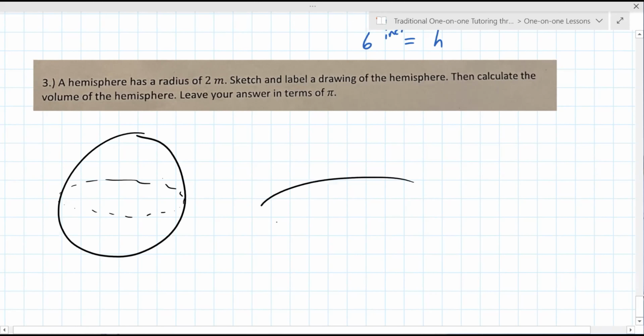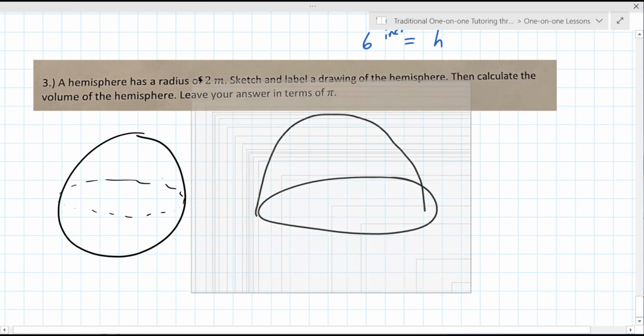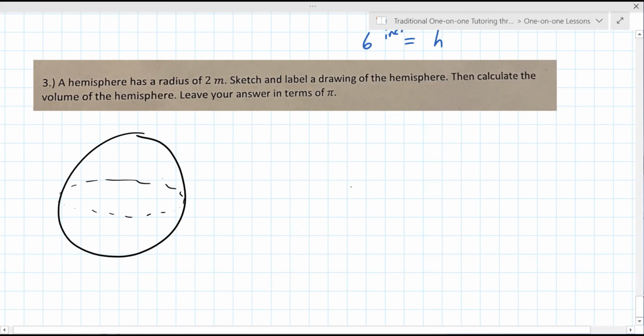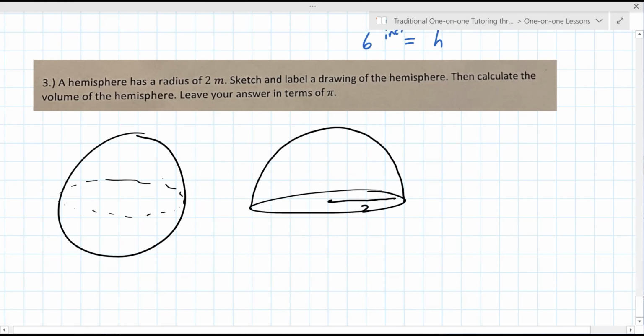So to draw the hemisphere, you draw a little circle like that, and you kind of come up like this. Something like that. Wow, that's horrible. Let's try that again. One more time here. So you actually kind of need to make that a little thinner. There it is. So it has a radius of 2.